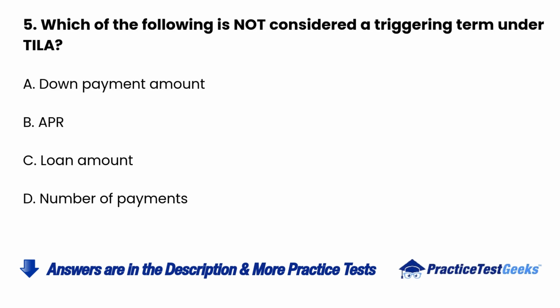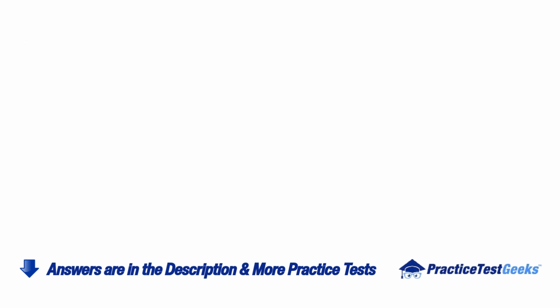5. Which of the following is not considered a triggering term under TILA? A. Down payment amount. B. APR. C. Loan amount. D. Number of payments.